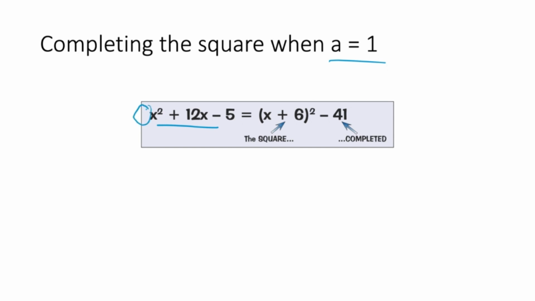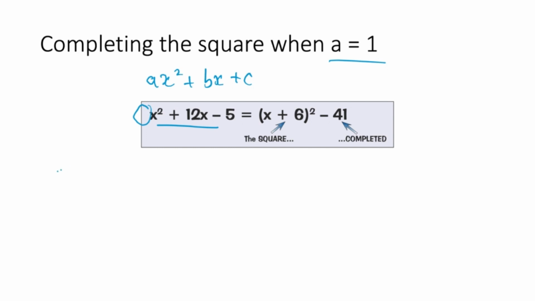So in this case, a is 1, since there's no number before the x squared term. ax squared plus bx plus c. So you have to look at the a term and see if it's 1 or another. If it's another term like 2 or 3, then you have to go through different steps. So we're going to start off with a equals 1.